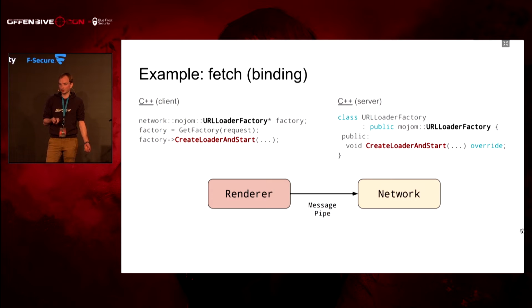On the client side, it's just a stub that you get somehow. On the server side, you subclass this Mojo URL loader factory, and then you just have to override this create, load, and start method, implement it, somehow magically connect the two with each other through some message pipe, and then on the client side, you can use the stub and make calls directly to the other process.